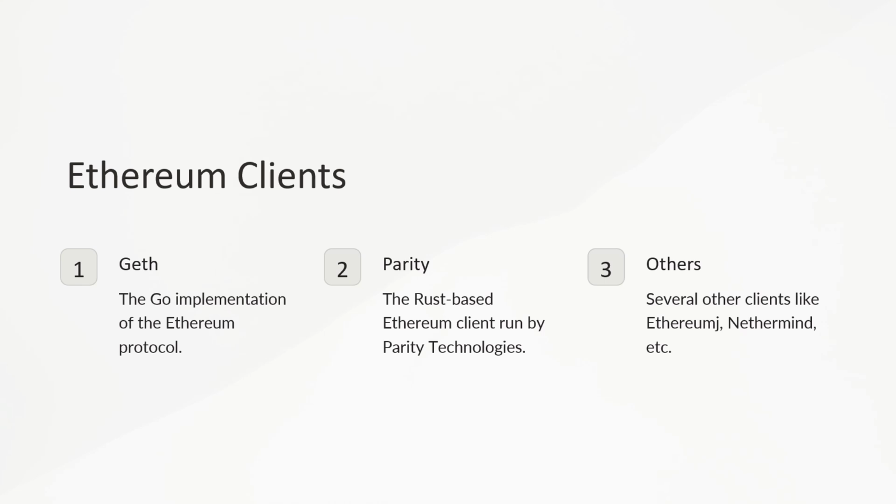Apart from Geth and Parity, there are several other Ethereum clients like EthereumJ and Nethermind. Each client may have distinct features, performance, and characteristics. Developers and users can choose the client that best suits their needs and preferences. When choosing an Ethereum client, consider factors such as ease of use, security measures, compatibility with your operating system, and the specific features or tools you require.